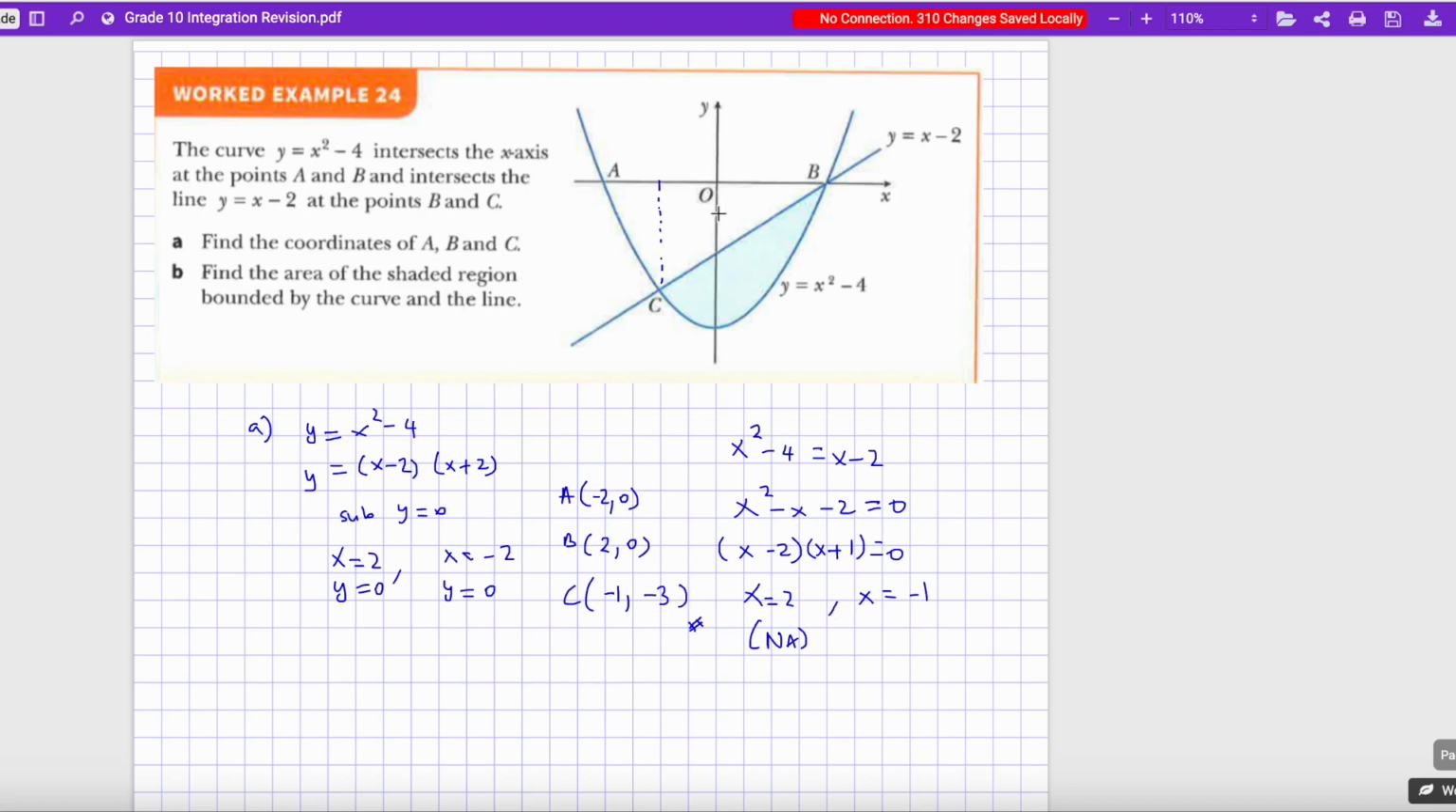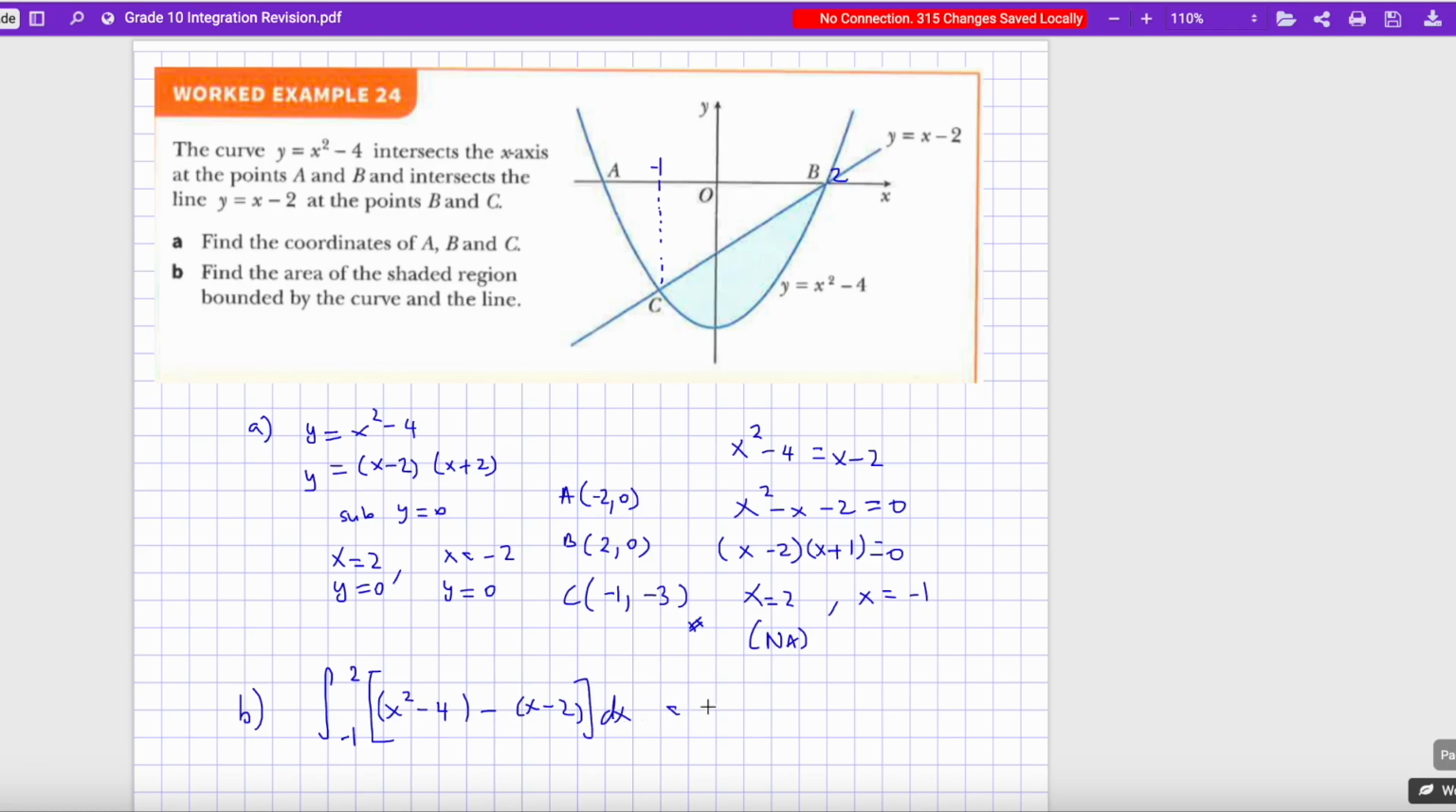Okay, so next, we want to solve for the area bounded by the curve and the line. So basically what's happening is that we are integrating from point C, in this case minus 1, to B, which is 2. So we're integrating from minus 1 to 2 of my greater function, in this case my upper curve, which is x squared minus 4, and I'm going to subtract my lower curve, in this case x minus 2, everything with respect to dx.